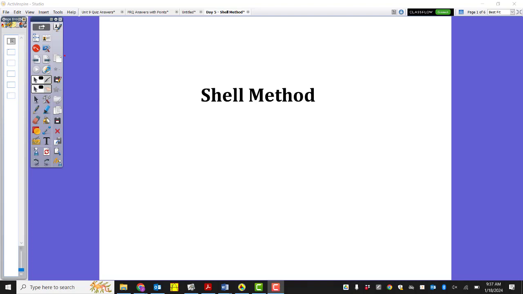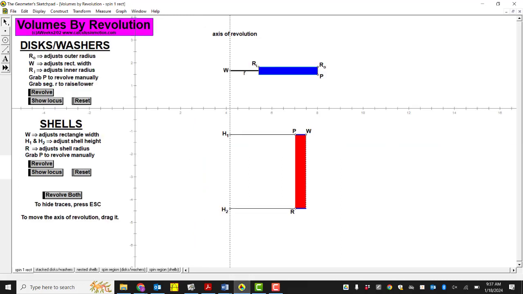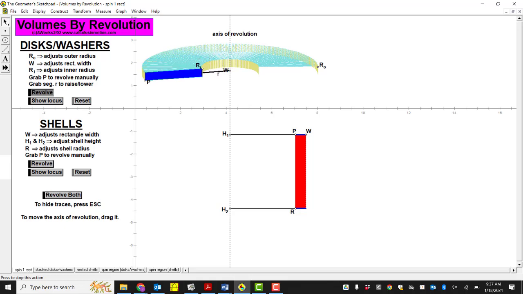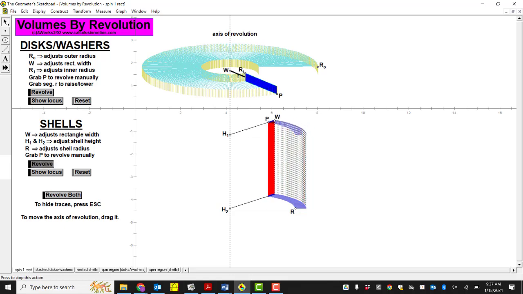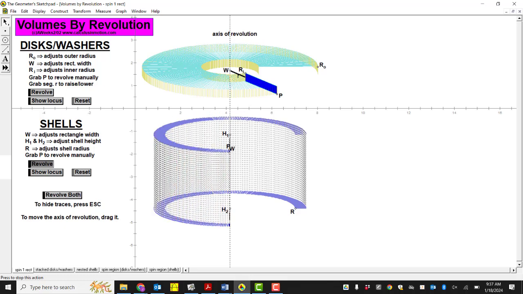All right, today we're looking at shell method, which is a method that is not tested by name on the AP exam, but is still really good to look at. So shell method, unlike disk, where we're revolving a single slice that's infinitely thin to create a tiny disk, we're instead going to be revolving a vertical slice around a vertical line to create a shell. We call these nested shells.